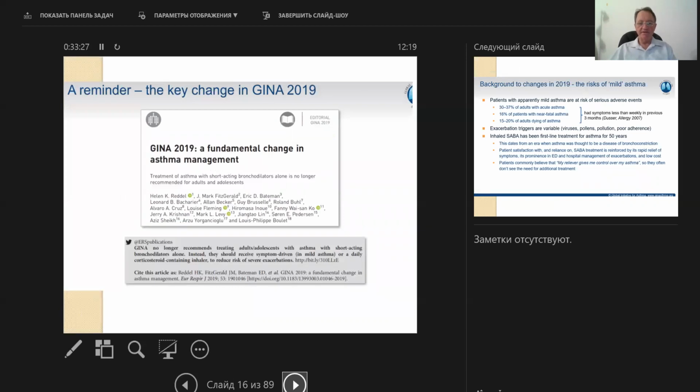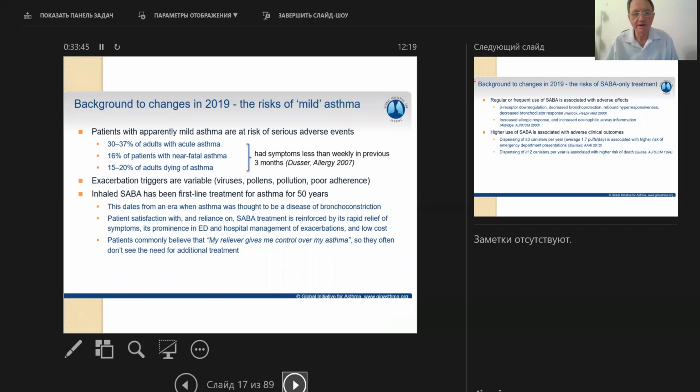And the last changes are in GINA. You should know GINA, it's the guidelines for management and treatment of bronchial asthma. Now our attitude to so-called mild asthma has significantly changed. Previously, the desirable level was to convert severe asthma to mild asthma through the stages of treatment.